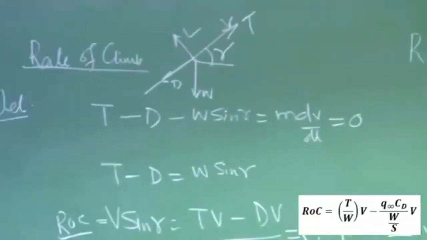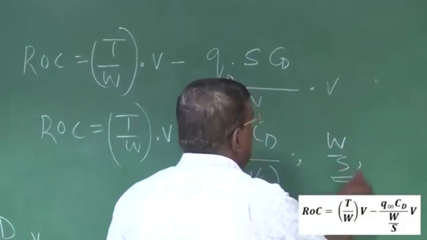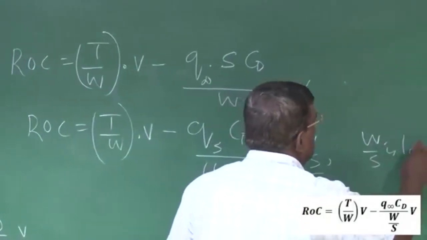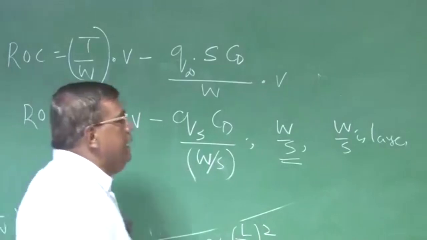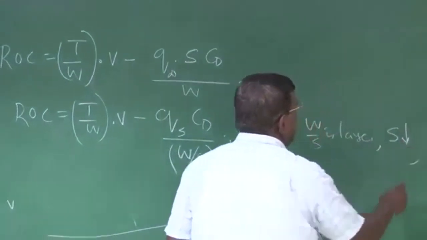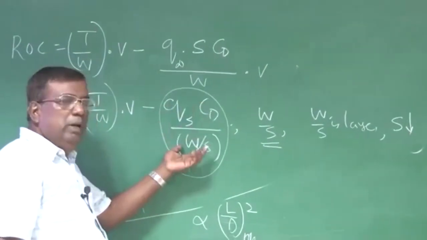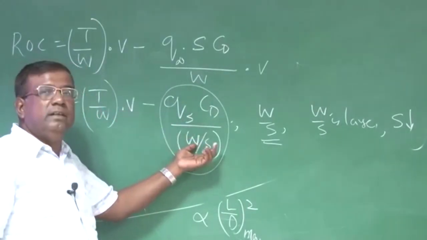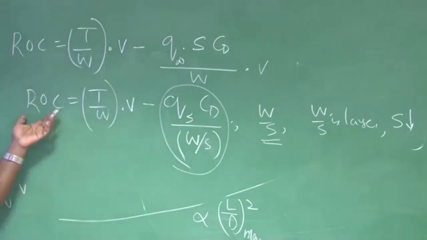Now, if you want to see the effect of W by S, what message are you getting? If W by S is large, that means your wing area is less, for a given W. If W by S is large, this term will be less, so your rate of climb will improve. If W by S is small, the larger wing, this term will become more negative and your rate of climb will reduce. Do you see the connection now?